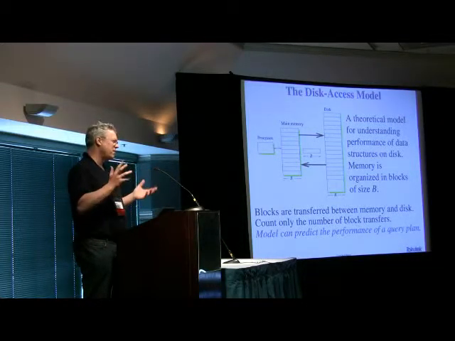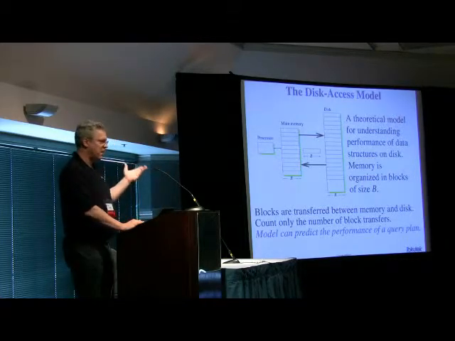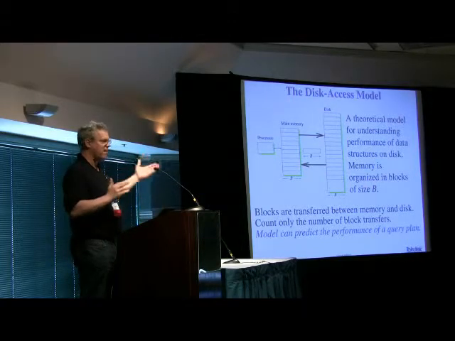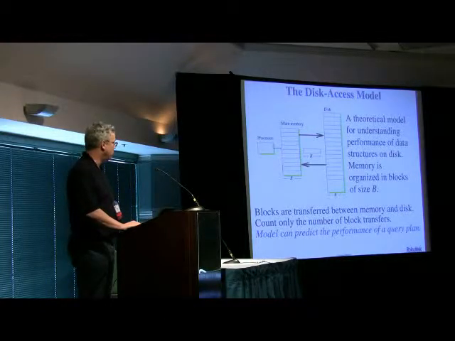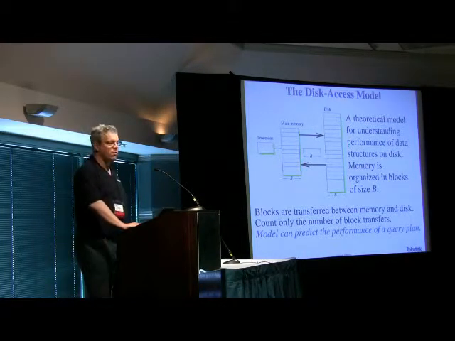This model actually is a pretty good model. It's the model implicitly used to analyze B trees. B trees are set up to have a certain block size, and they try to match that block size to the underlying block size, which is transferred between main memory and disk. So I assert that this model can be used to predict the performance of a query plan.